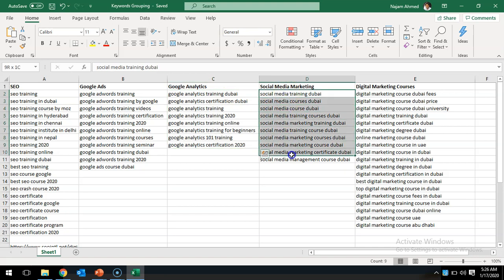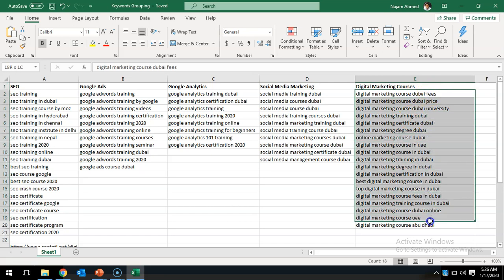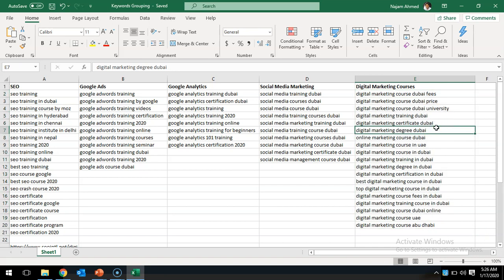So when it comes to social media courses, I realize that people are searching in different variations like that. And then when it comes to a generic term like digital marketing courses, I get to know like these are the most popular searches in the UAE. So I combine them all here. By the way, this is just a keyword idea. I have just created this Excel sheet with 5 columns.